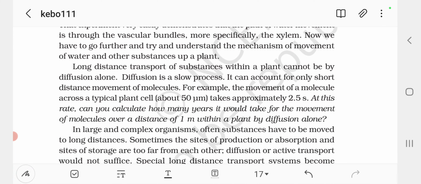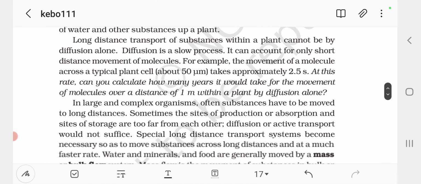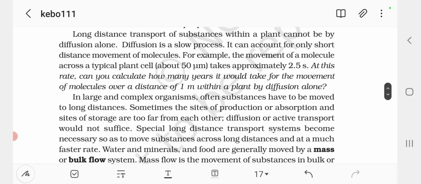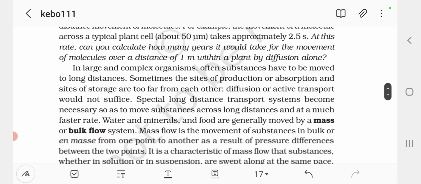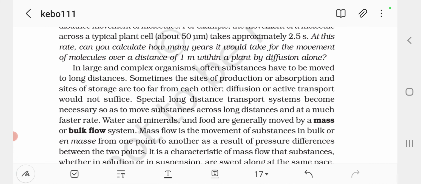Now we have to go further and try to understand the mechanism of movement of water and other substances up a plant. Long distance transport of substances within a plant cannot be by diffusion alone. Diffusion is a slow process. It can account for only short distance movement of molecules. For example, the movement of a molecule across a typical plant cell takes approximately 2.5 seconds. At this rate, can you calculate how many years it would take for the movement of molecules over a distance of 1 meter within a plant by diffusion alone?